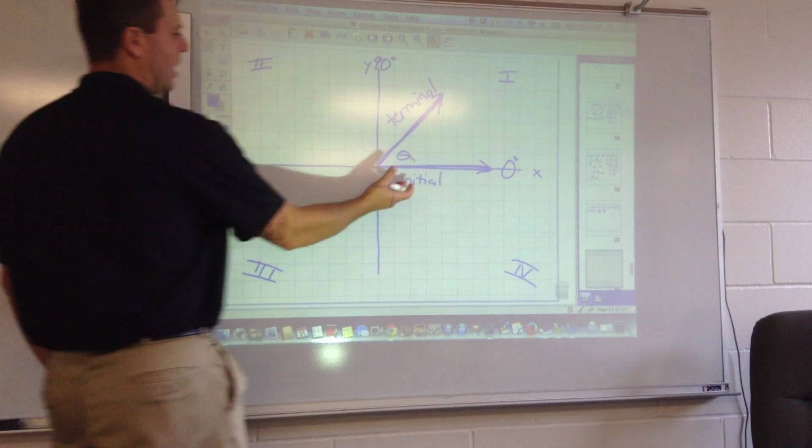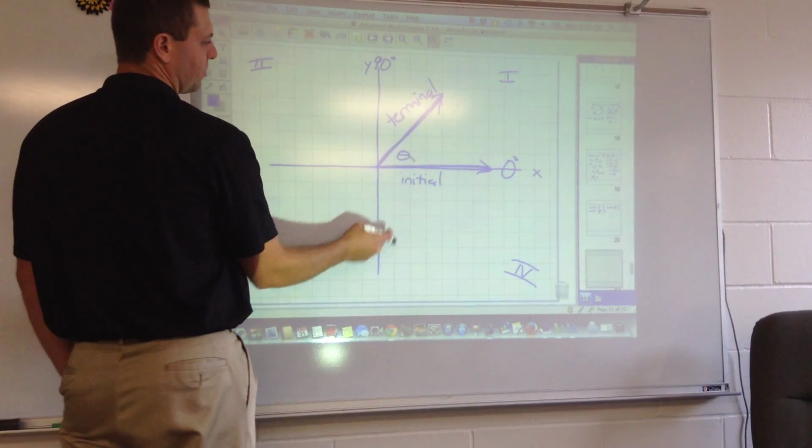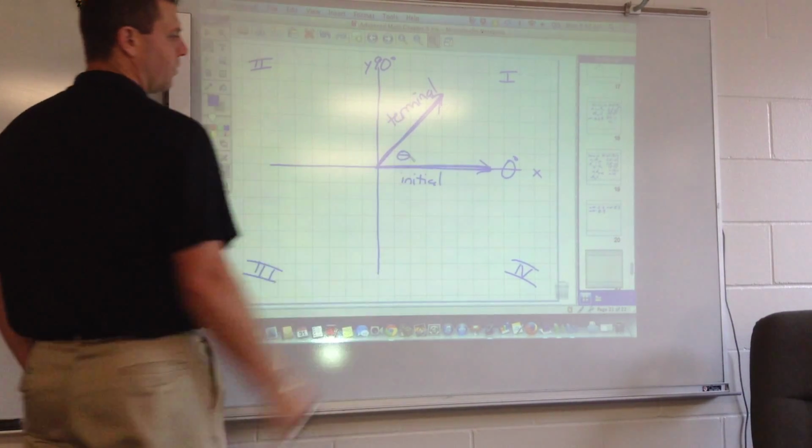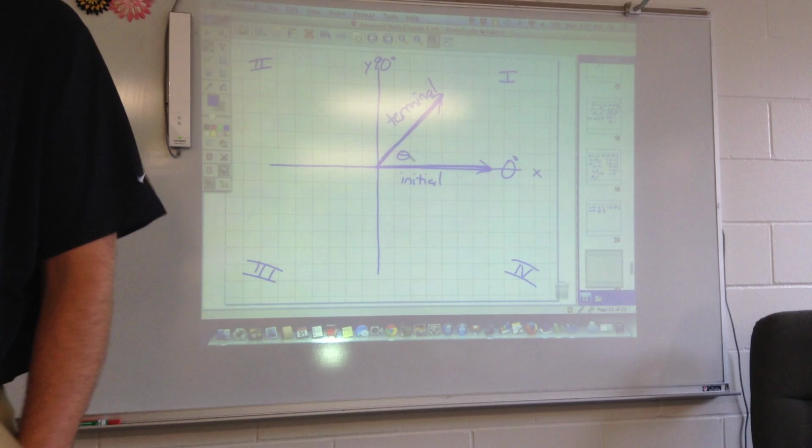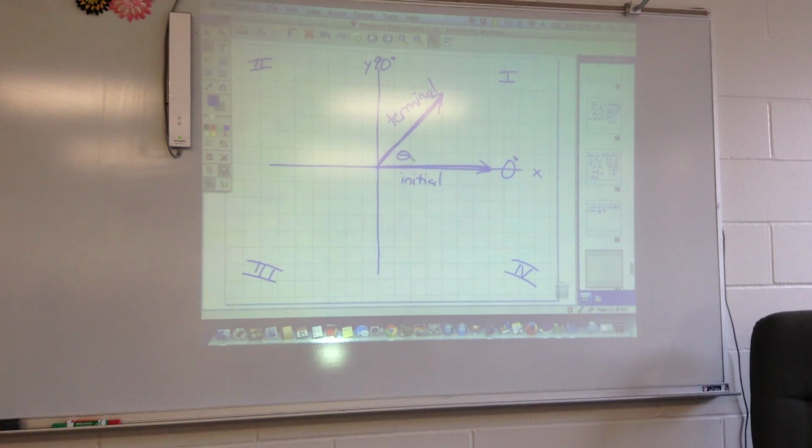So we've got initial side, terminal side. An angle is created by 2 rays. It's always measured from the positive x-axis. If you had to guess what degree of angle we're looking at there, what would your guess be? 45, 50, okay, somewhere in there, all right?